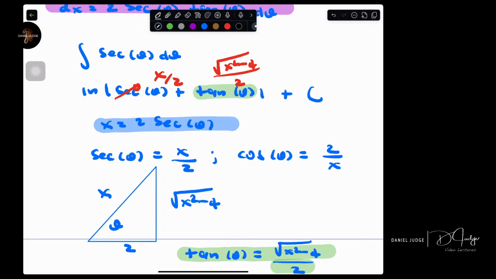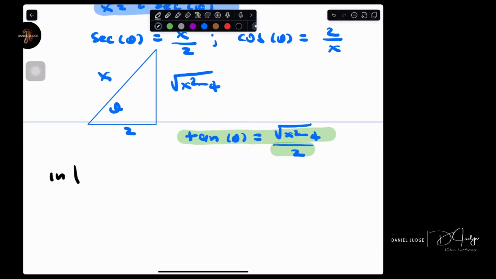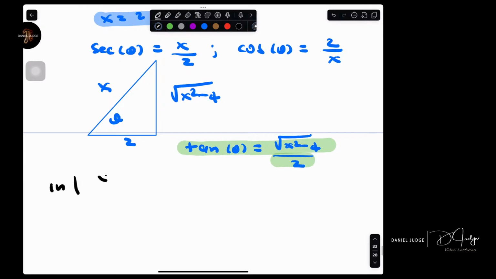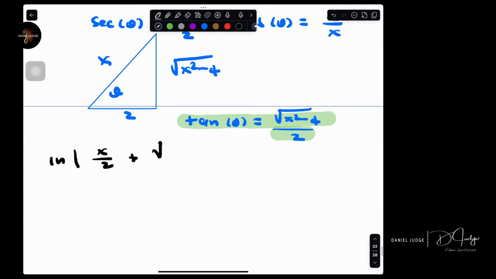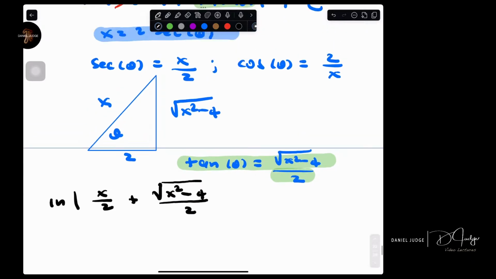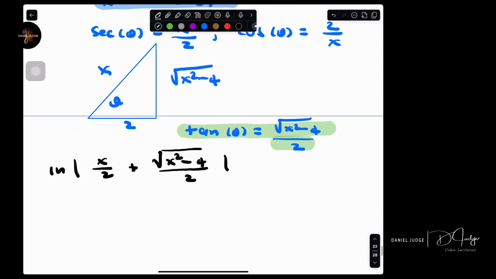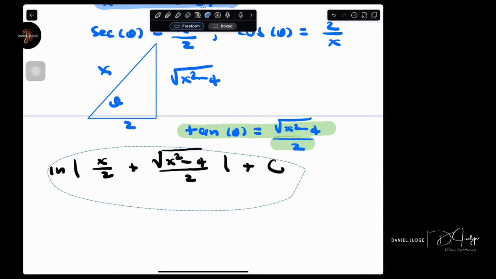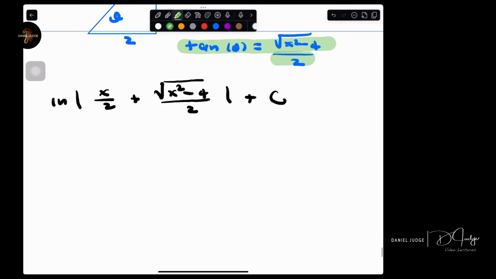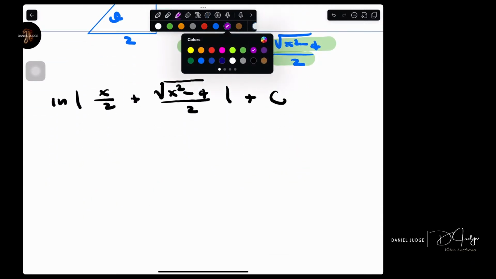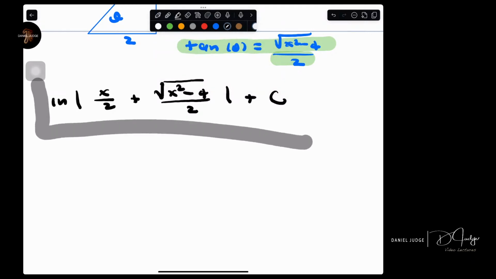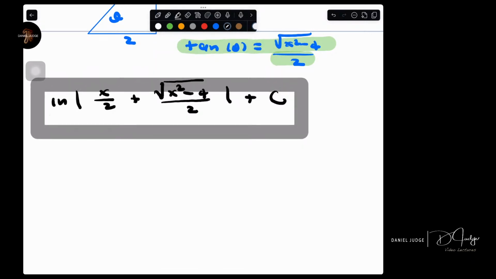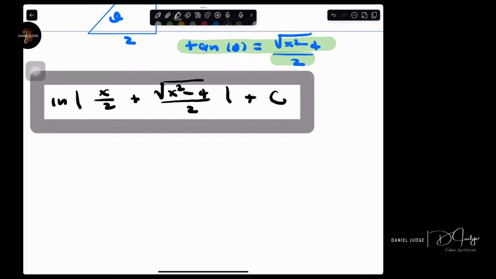So your final answer is going to be natural log, absolute value, x over 2 plus square root of x squared minus 4 over 2, and absolute value, plus c. So here's our final answer.